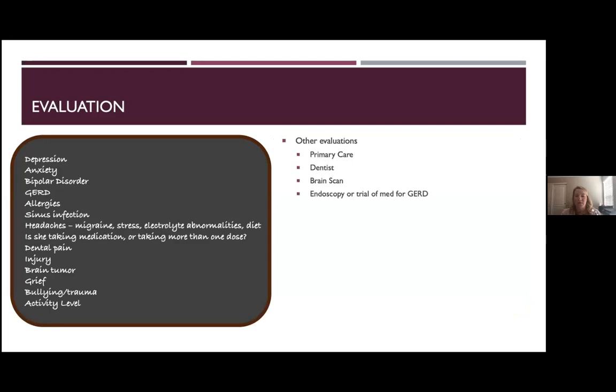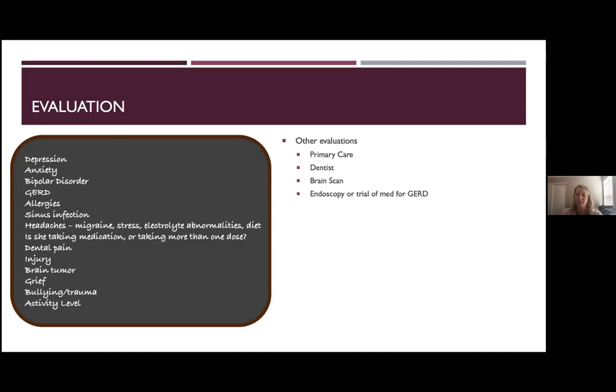A lot of these things could be evaluated by a primary care physician, so we want to have her go to see her doctor. We also want to have her see her dentist. She missed an appointment during COVID because the dental offices closed down. So now she's able to go back, and they're going to reschedule that.